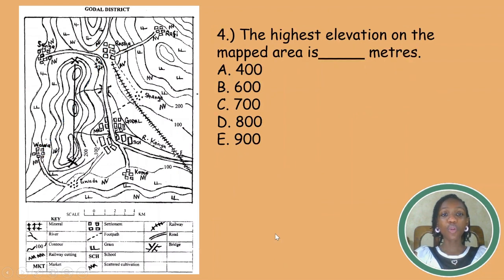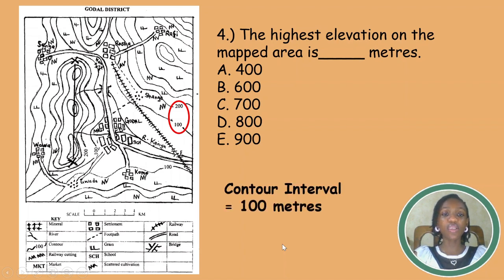The highest elevation on the mapped area is what? For this question, we have to get the contour interval. And towards the east of the map, we can see two contour lines that have their heights on them, 100 and 200. And from this, you can see that the contour interval, the difference between the contour lines, is 100 meters. So now all we need to do is continue naming all the contour lines in ascending order from 100 upwards till we get to the highest contour, which is 600 meters in this case. And even if we look to the west of the map, we see the highest elevation there is also 600. So the answer is option B.